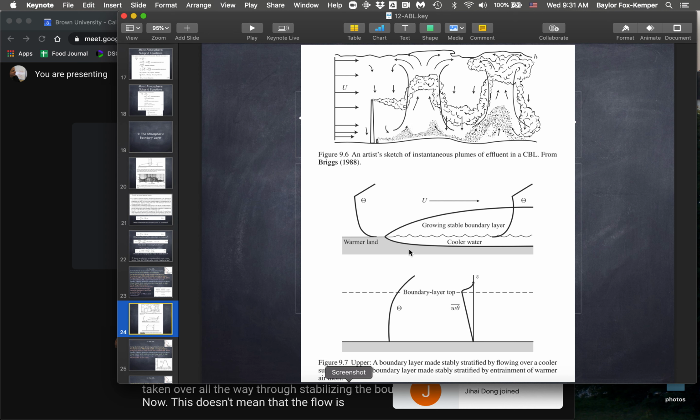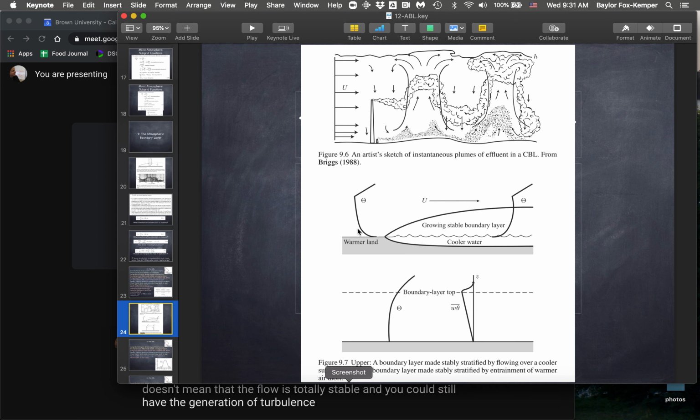You could still have the generation of turbulence from the shear stress at the surface, but the turbulence would be damped by the buoyancy production. So in fact, Wyngaard goes so far as to call it buoyancy destruction in that case. When you have a stable stratification, the turbulence is inhibited by the buoyancy terms in the Reynolds stress equations and the buoyancy flux equations.